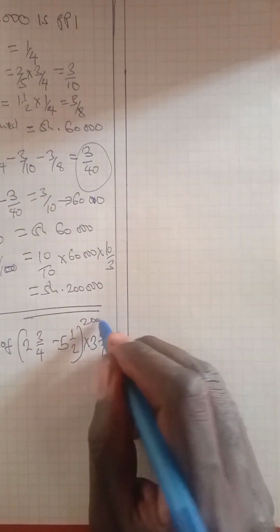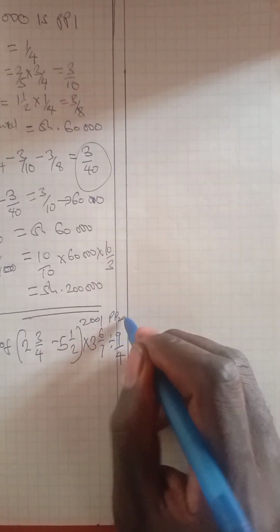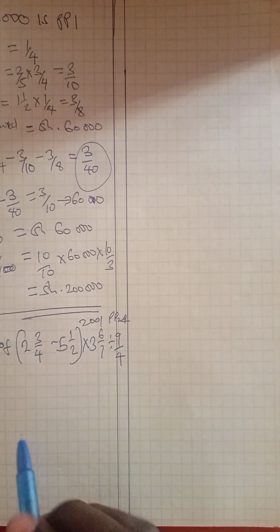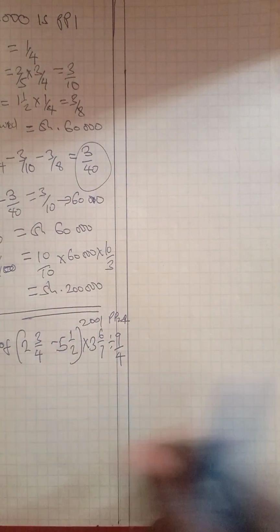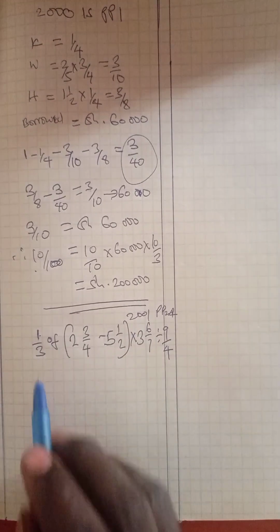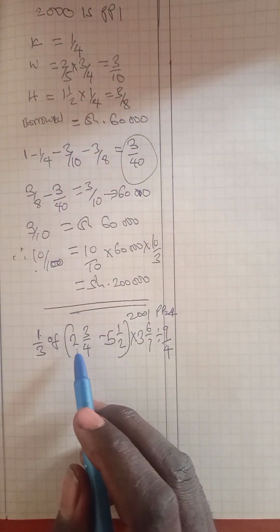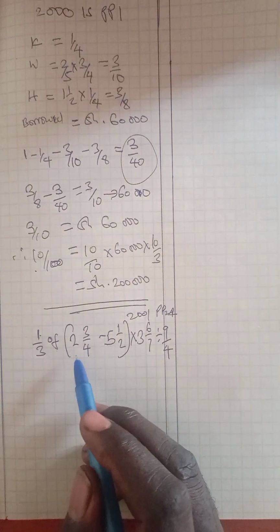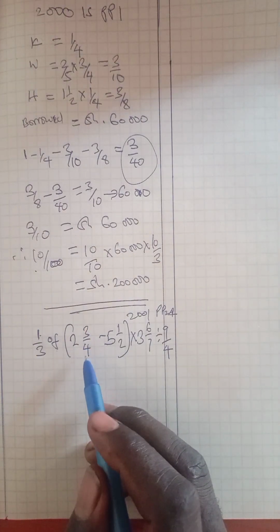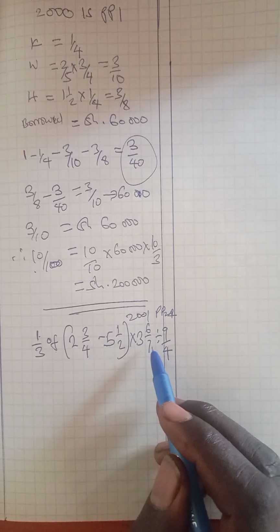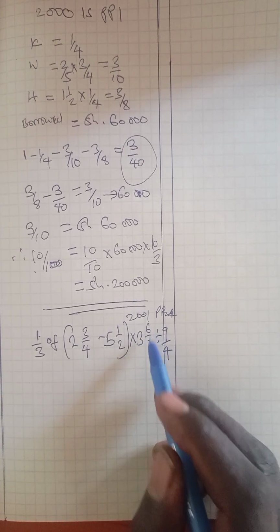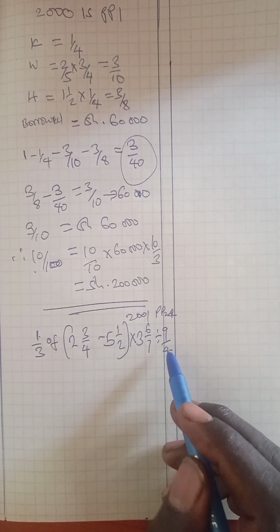In 2001, paper 2, question 1, students were required to evaluate the following equation. Now, how do we go about this? A half of 2 and 3/4 minus 5.5 in brackets, multiplied by 3 and 6/7 divided by 9/4.